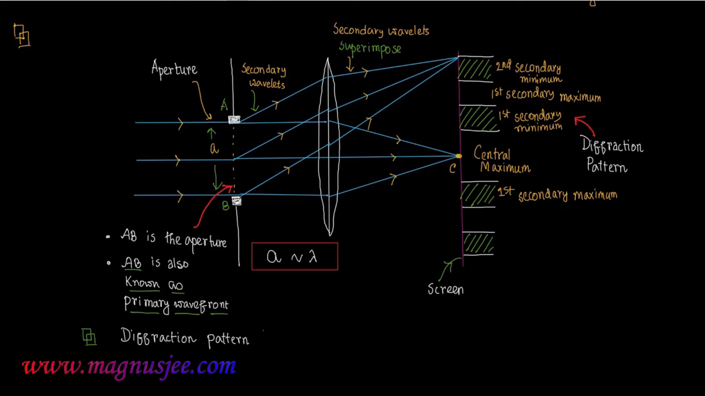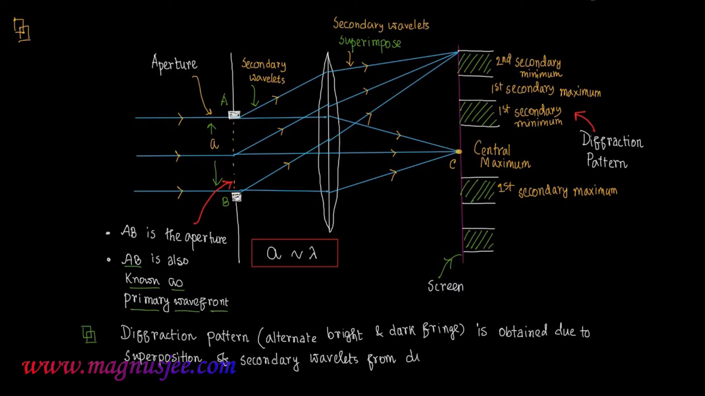Diffraction pattern, that is, alternate bright and dark bands or fringes. That means we can say the diffraction pattern is obtained due to superposition of secondary wavelets from the different parts of the same wavefront.